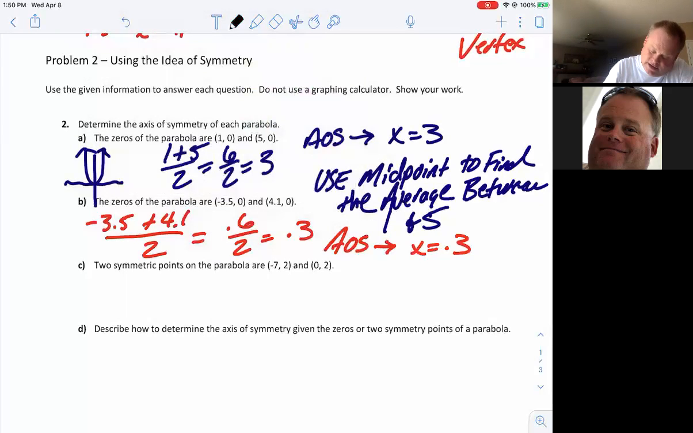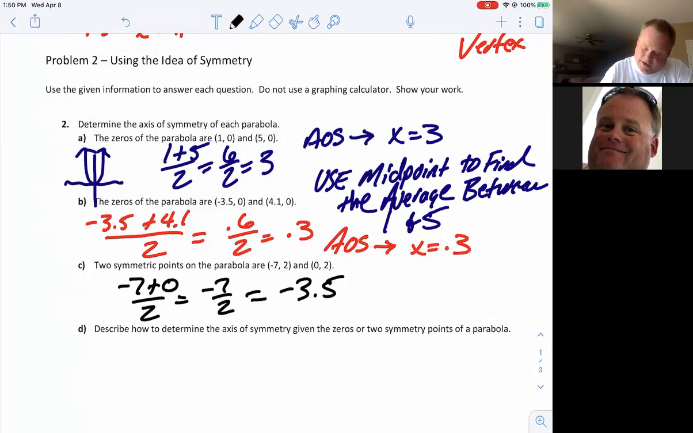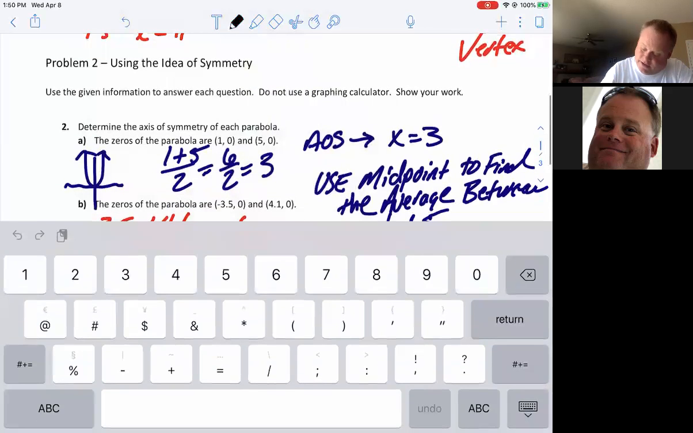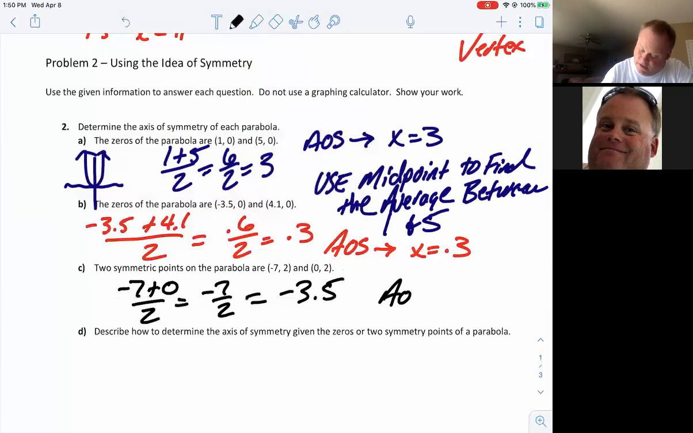Take this and have negative 7 plus 0 divided by 2. So that's negative 7 divided by 2, or simply negative 3.5. So axis of symmetry is x equals negative 3.5. Now you notice I'm writing it x equals every single time. So I know that that is my equation for the axis of symmetry: x equals whatever the value is. In this case, negative 3.5.